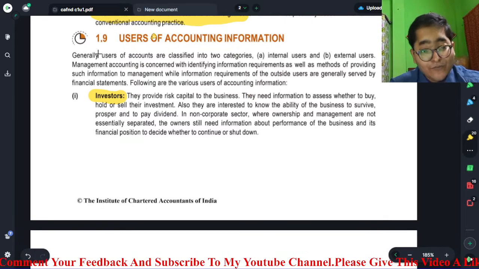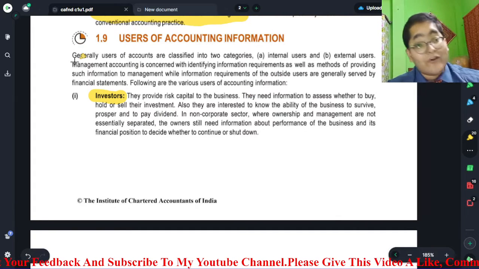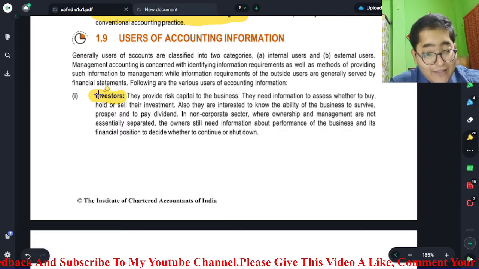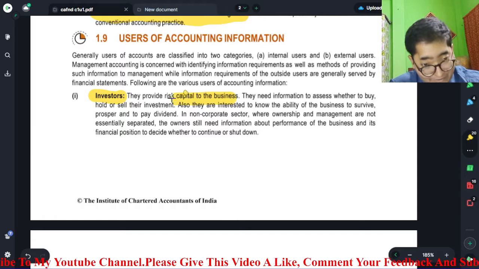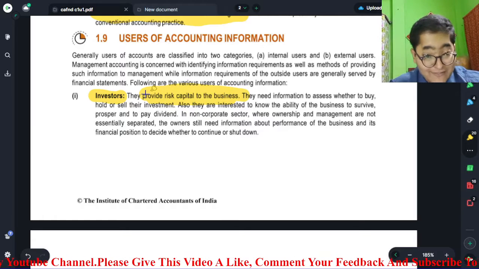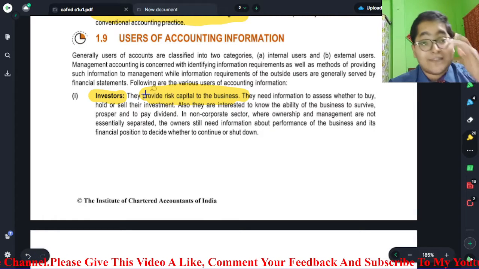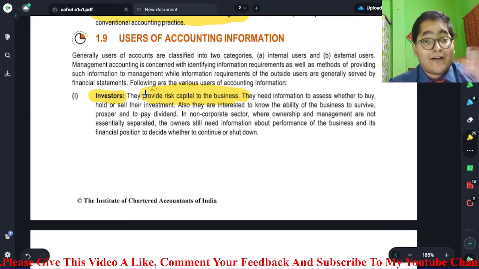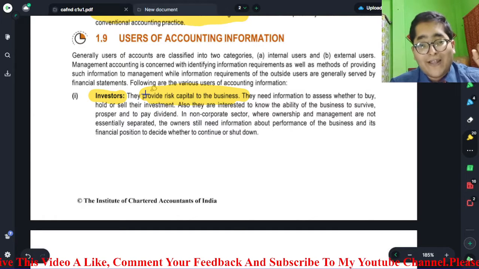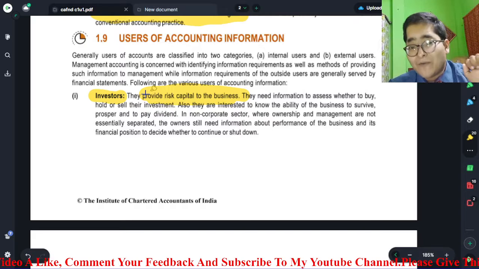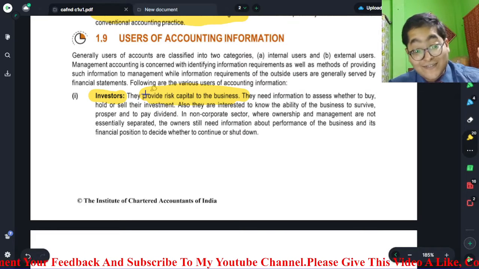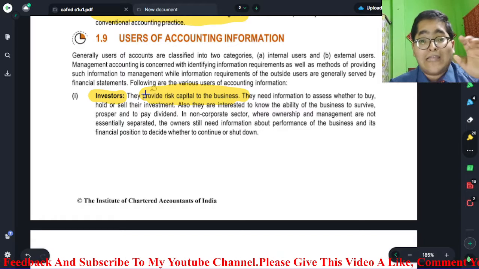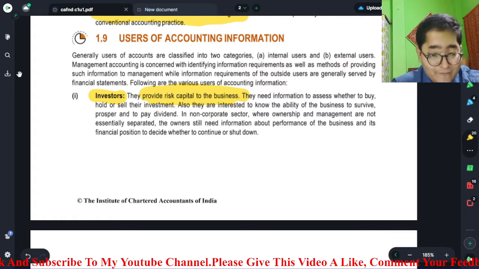Now comes the users of accounting information. We have already discussed in detail. Investors provide risk capital to the business. They risk their capital because they invest. If the business is not profitable enough, will the investors invest their money? Will they risk their money? No. That is why the investors are a very important user of accounting information.